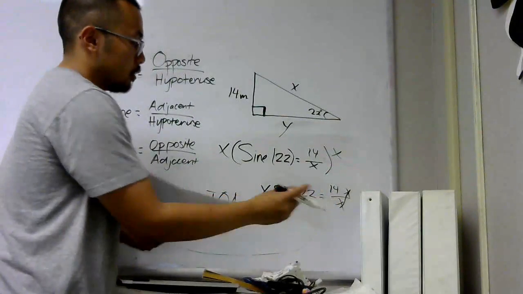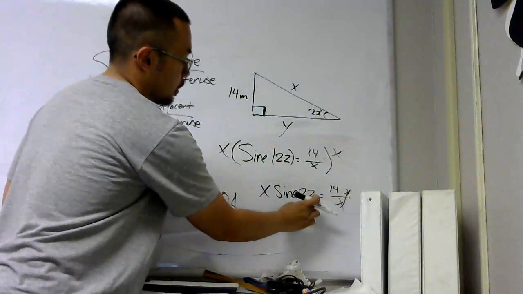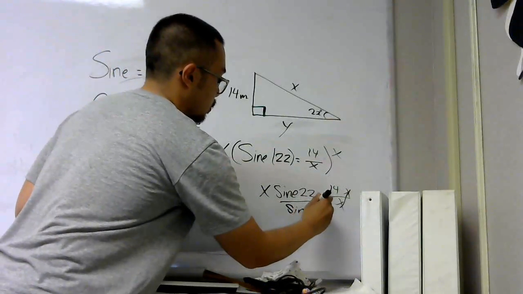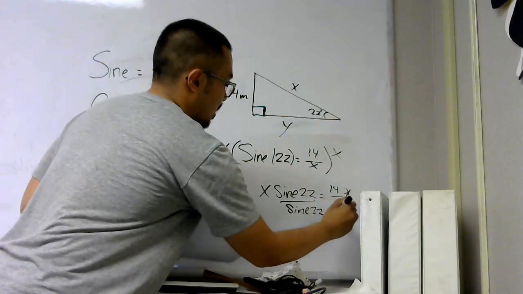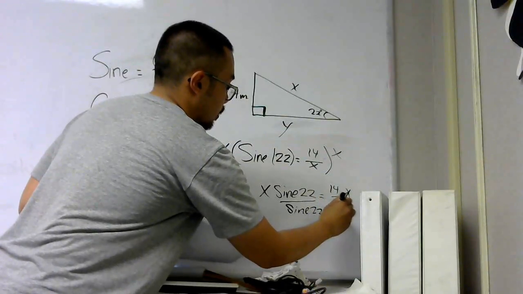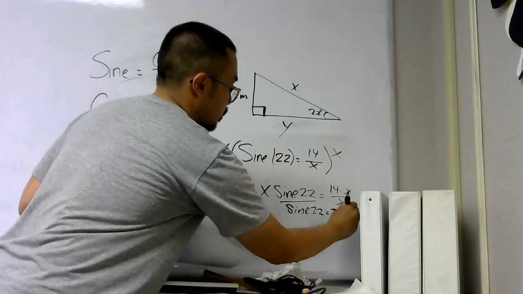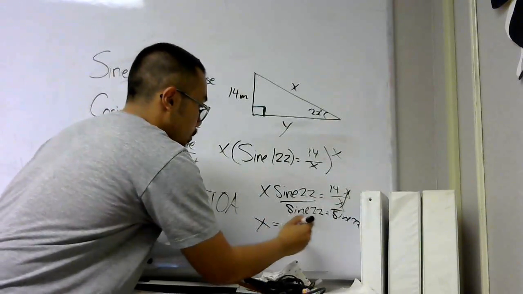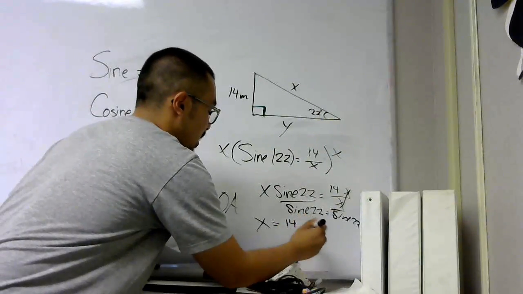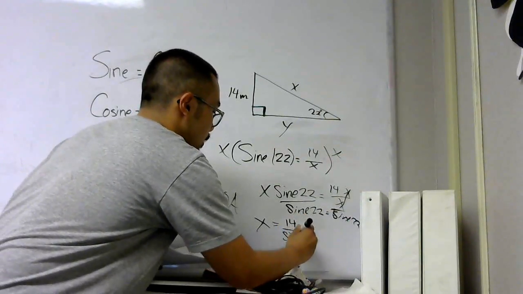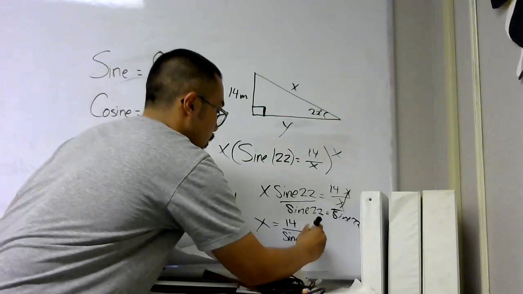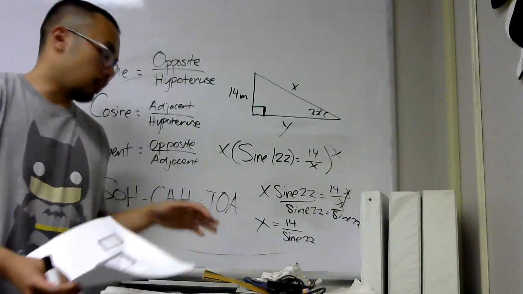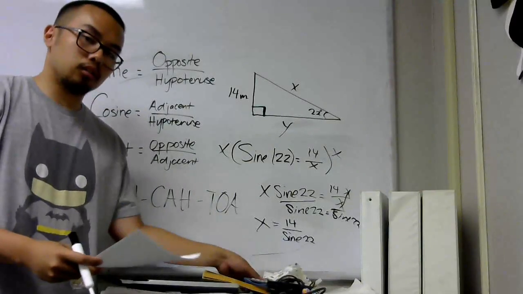To get sine over to one side, and this in itself is a term, we want to just divide by sine 22. Divide both of them by sine 22. And now you get x is equal to 14 divided by sine 22. The hard part's done. All we need to do now is just plug it into a calculator.